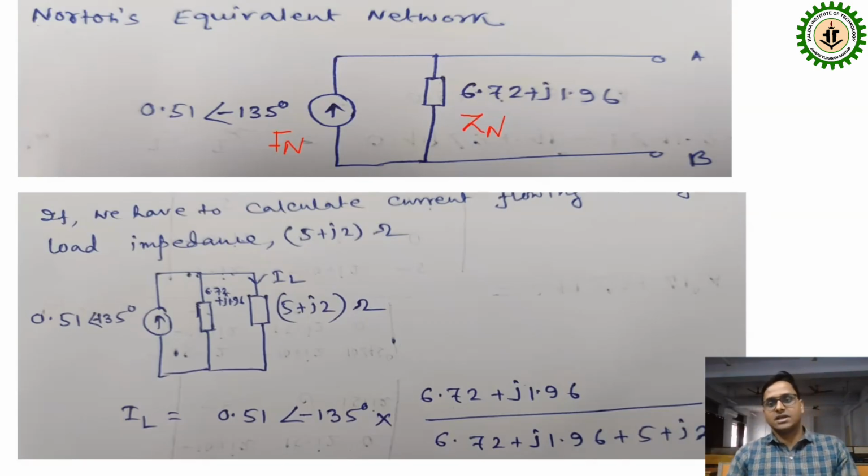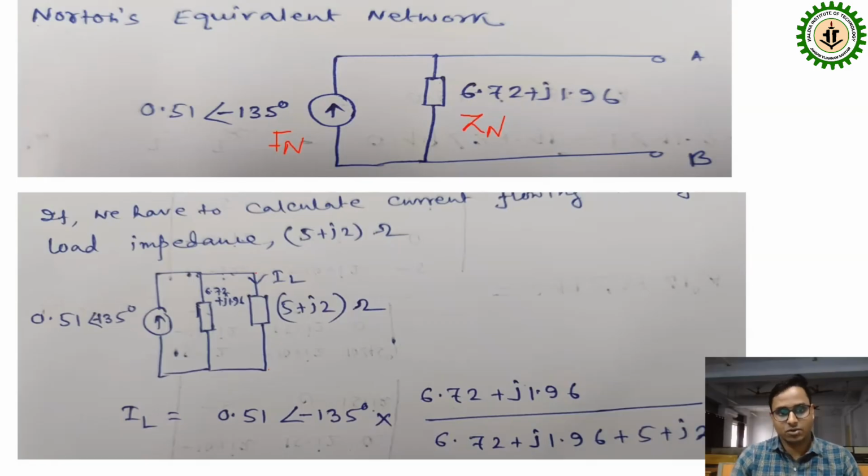Again, if you are asked to calculate the current flowing through the load resistance, for this you again need to add the load impedance or load resistance in the load terminal, which earlier was removed during the calculation of IN. Actually, not removed; earlier it was shorted for Norton's theorem. So again, you need to add this load impedance.